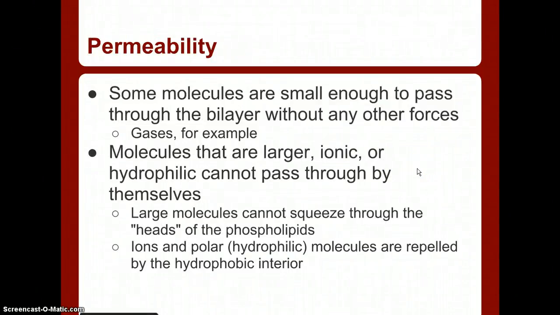Okay, so permeability. This is permeability with respect to the plasma membrane. Some molecules are small enough to pass through the bilayer without any other forces, like gases, for example, or ethanol, which is another example because it's small and uncharged. But molecules that are larger, ionic, or hydrophilic cannot pass through by themselves. Large molecules cannot go through the heads of the phospholipids because they're too large. And ions and polar, or hydrophilic, molecules are repelled by the hydrophobic interior.